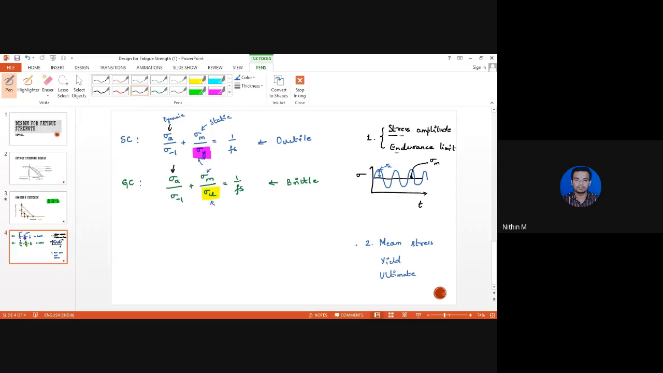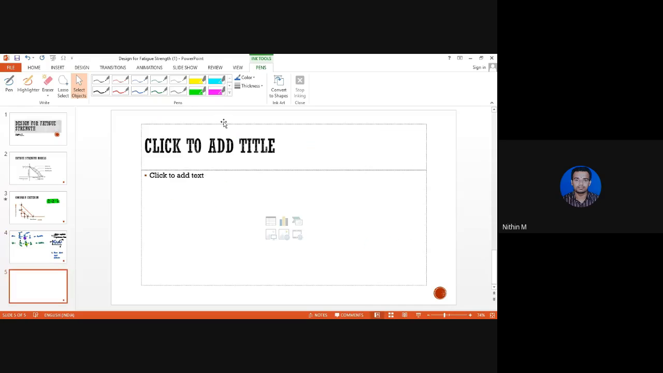Is the concept clear? Yes, sir. Okay, fine. Now let us try to understand certain terms called endurance limit modifying factors.